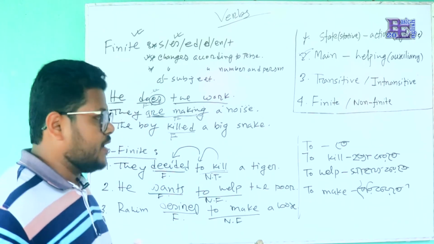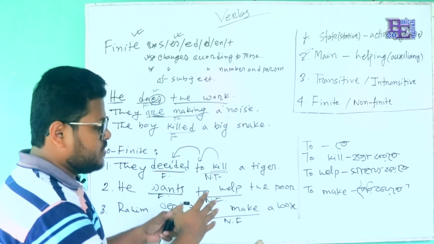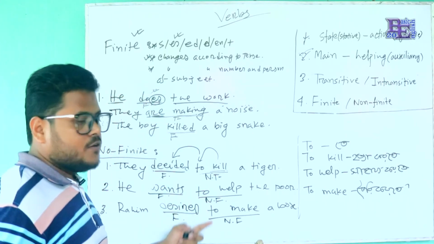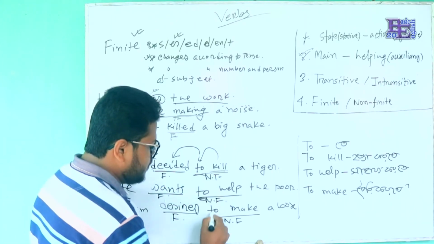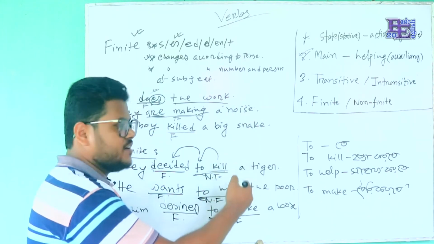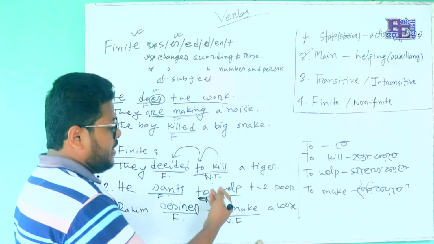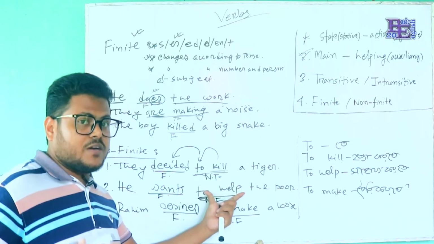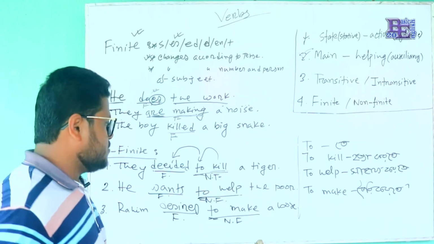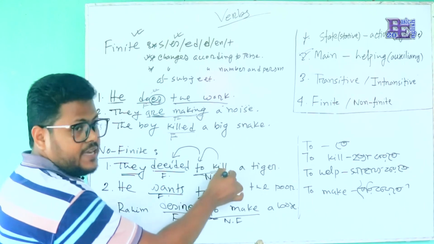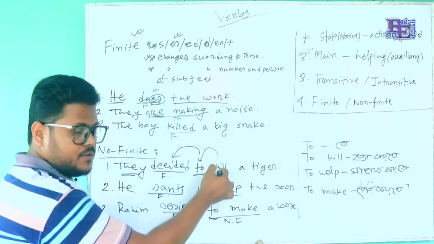And one more thing that I have already told you, that they will not be changed according to, that means these features will be absent in them. So here, you know, after to we have used all the base forms of the verbs. There is no s, there is no es, there is no ing. They have not been changed according to the number, according to the person of the subject. So here the subject is they, and it is not following any tense. To kill, the present form.